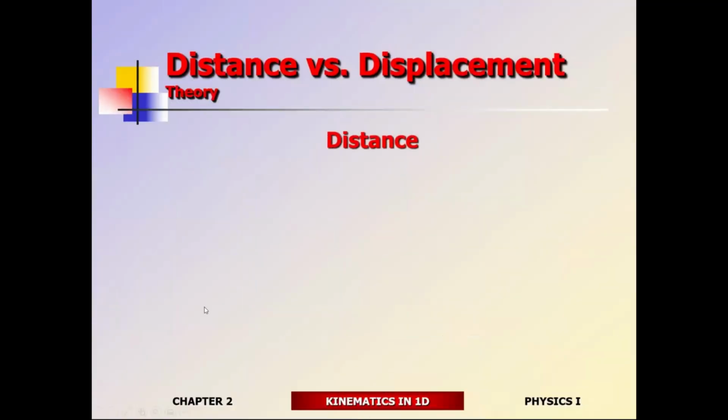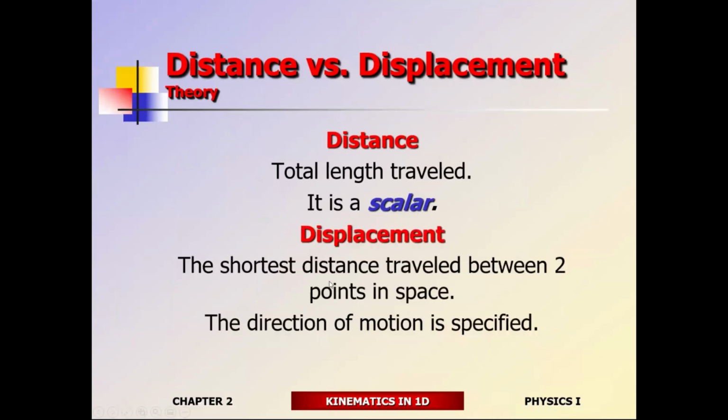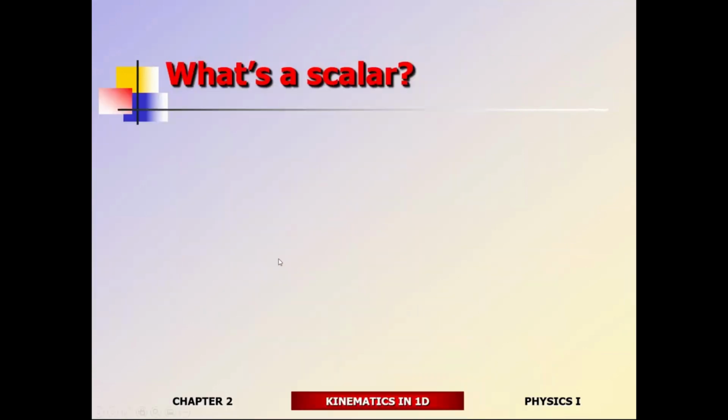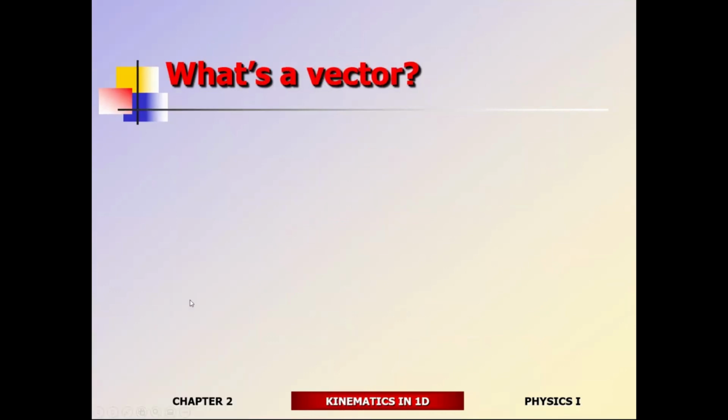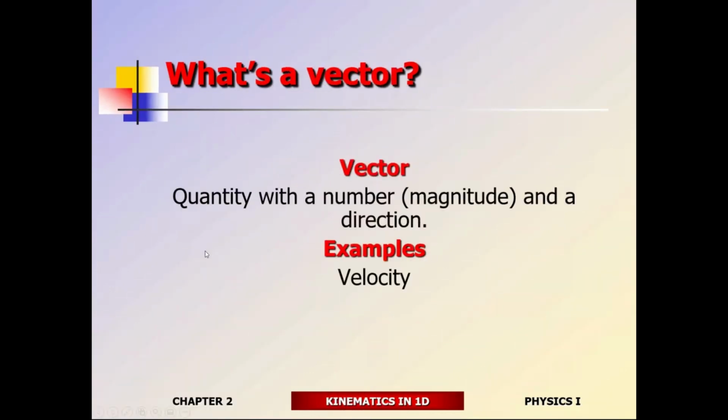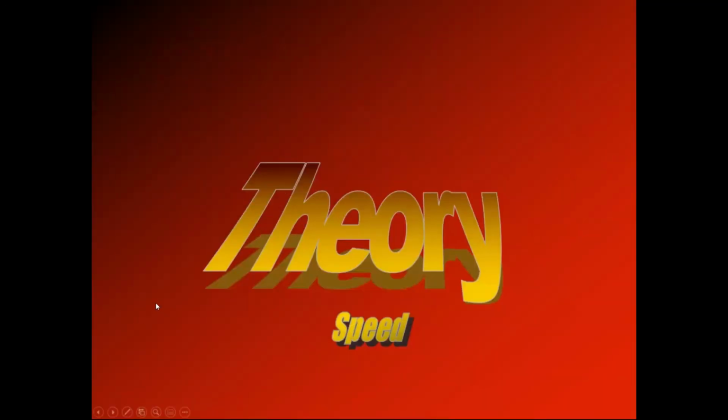So distance is the total length or path traveled, so it's a scalar. Displacement is the shortest distance between 2 points with the final position indicated as an arrow, so that becomes a vector. Scalars are just numbers. They just have sizes and magnitudes. Time, distance, and speed are prime examples. A vector is anything that has magnitude as well as direction. Velocity, acceleration, and force are prime examples.